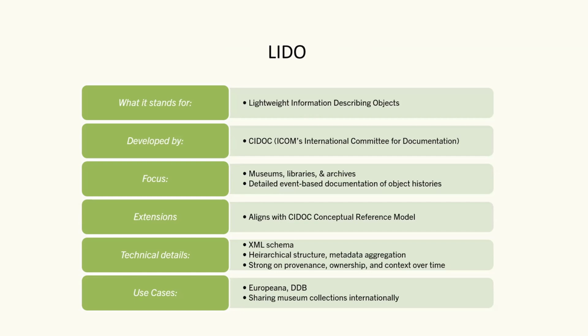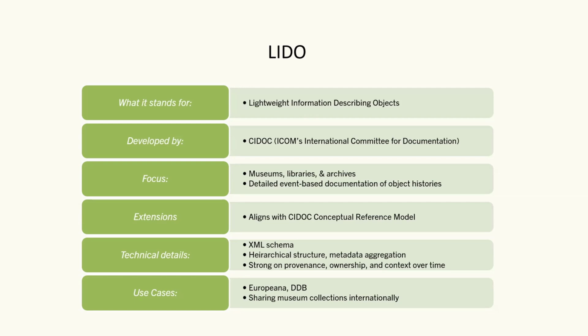For example, in natural history, you might have an object that was collected on an expedition by a person in 1853, and you could include all this information about the expedition as well, and basically the history of the object. So the object was collected, and then it went to a museum, and then it was transferred to another museum. You could include all this history within the data record. It is an XML schema as well. It's a hierarchical structure. It has a lot of use for provenance, ownership, and context over time.